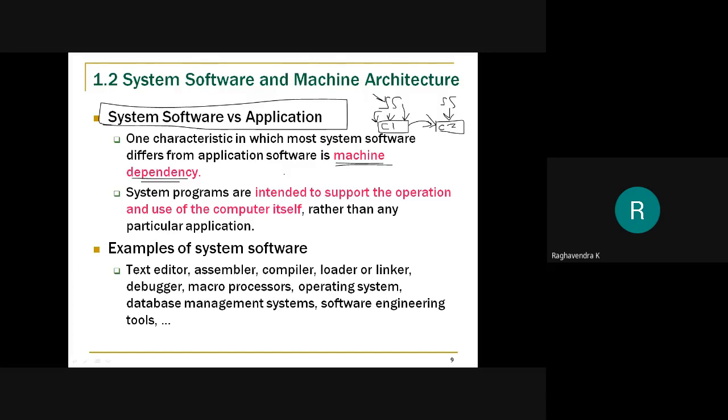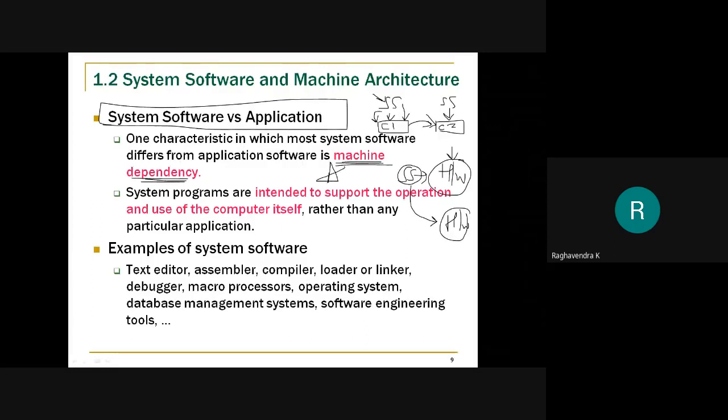Now, why are they machine dependent? Of course, you know that they are the ones that access the hardware directly. Depending upon the hardware, the system software is going to be designed. So if the hardware of a machine changes, then of course it's not possible for me to run the same system software on a different hardware. So this is the reason why most of the system software are machine dependent, right?